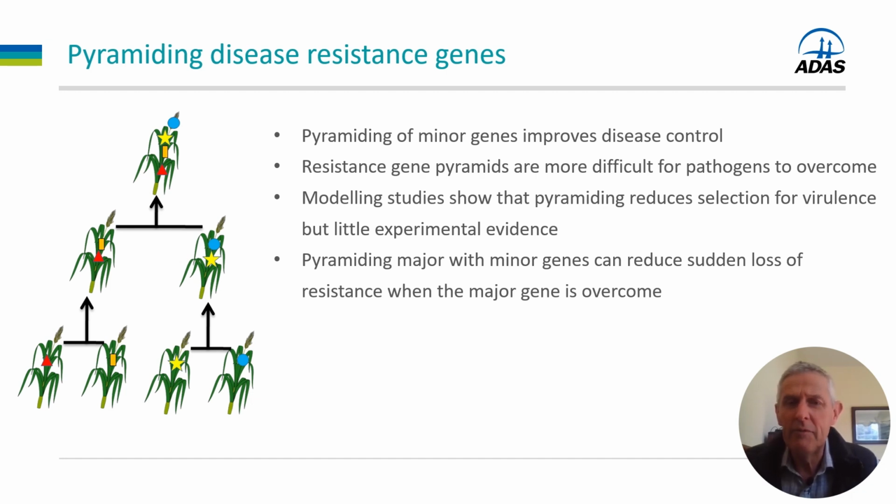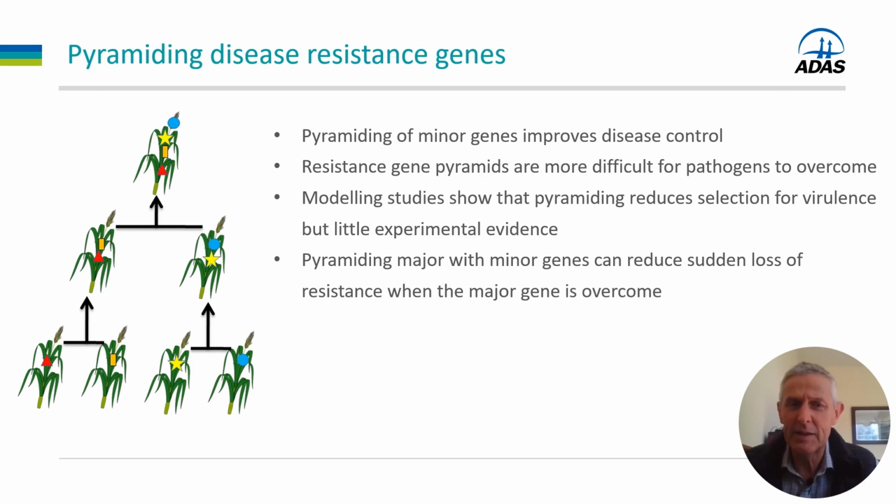By pyramiding resistance genes, we also make it more difficult for the pathogen to overcome the resistance of the variety, because it's going to need multiple mutations to happen before it's going to be able to reproduce successfully on that variety. So it's clear that pyramiding extends the life of resistant varieties.